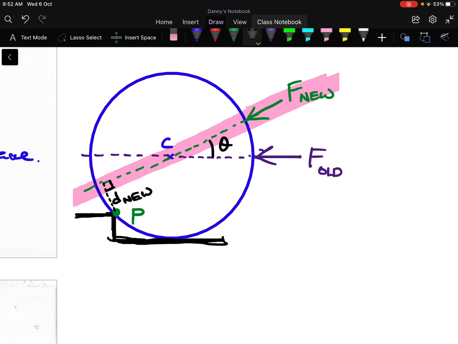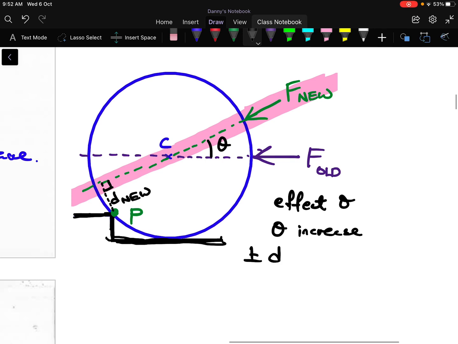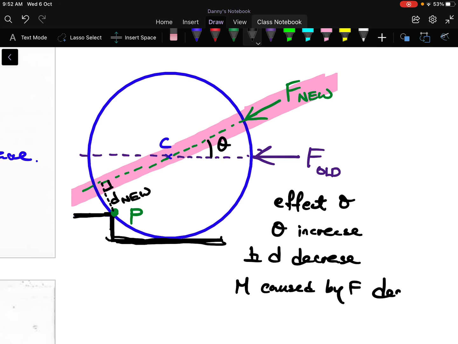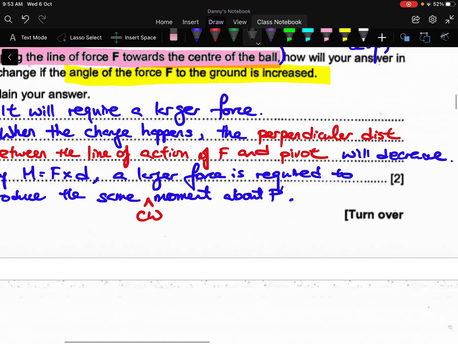So you can see that the effect of theta is that if theta increases, your perpendicular distance will decrease, right? And when your perpendicular distance decreases, the moment caused by F will of course decrease as well, right? So this means that if the moment caused by the same force decreases, to leave this barrel, you will need to apply a much larger force if your theta becomes larger and larger. Okay, so now let's look at how to phrase all this here.